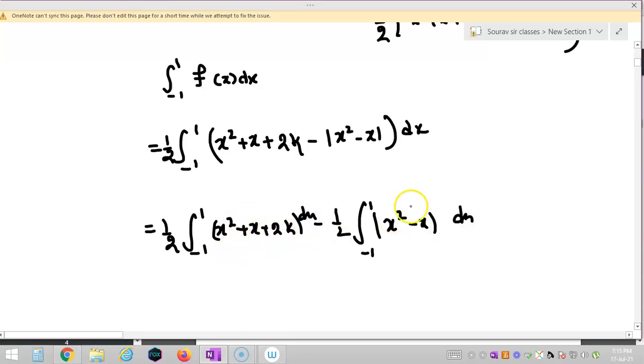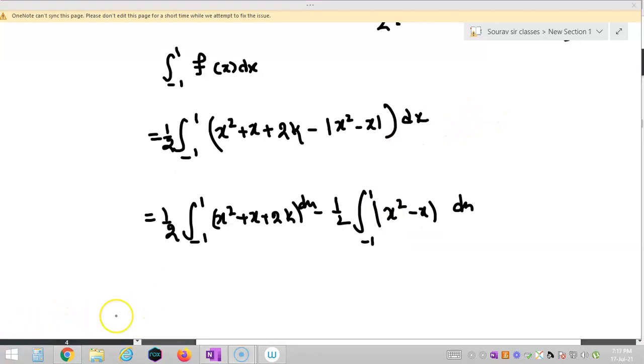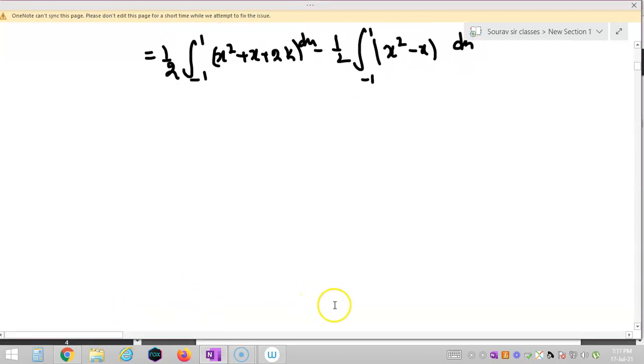So I can integrate this. First of all, observe this. First of all, let us find the integration of this. I am finding the integration of this. So it is equal to half of, I am not removing the half, I am going to find the integration of integration -1 to 1 x square plus x plus 2k whole into dx.